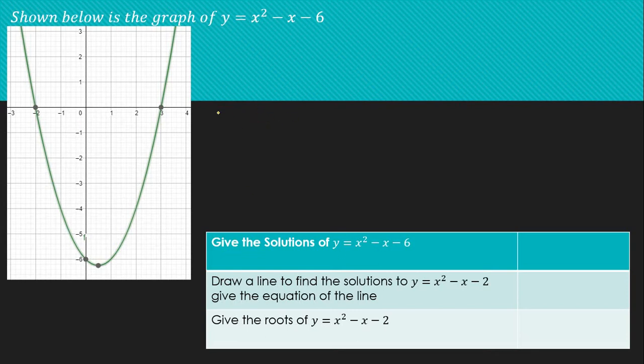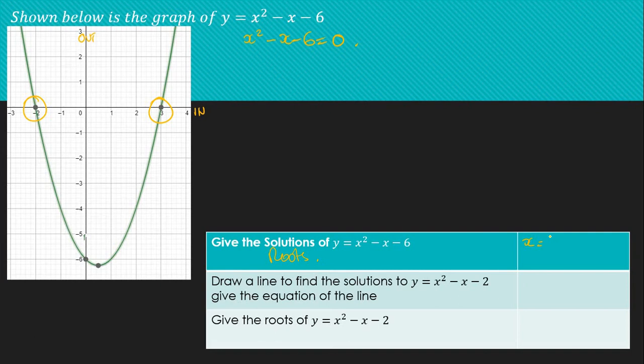Now the solutions of the graph are found when x squared minus x minus 6 equals 0. They're sometimes also called roots of the graph. They're found when this graph equals 0, and so that happens here. In other words, when I plug 3 in, I get out 0. Remember, this is your in and this is your out. So when I plug in 3, I get out 0, and so x equals 3 is one of the solutions.